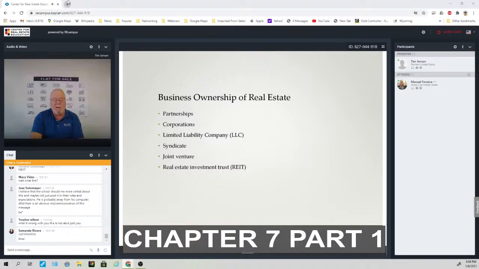So just understand, there are partnerships, then there are corporations, and there are different types of corporations. There are S corps and C corps, and all corporations typically have a board of directors directing how the business moves.